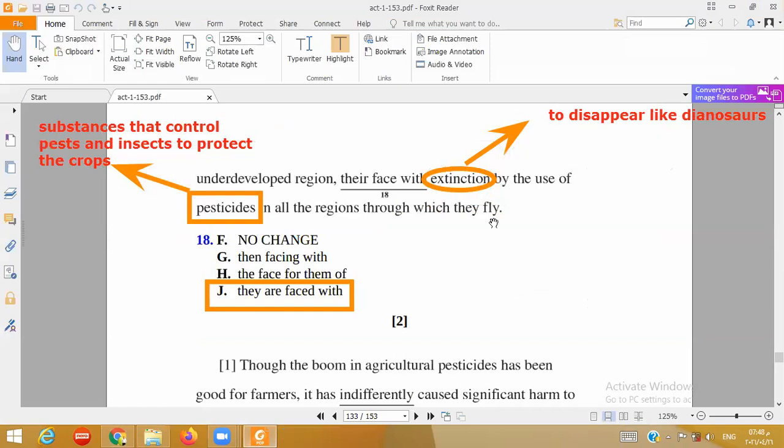So this is what the scientists have discovered about the Egyptian vultures. It migrates to underdeveloped regions, and they are faced with extinction. They die because of the pesticides in all regions through which they fly. Do you understand what I'm saying, guys?